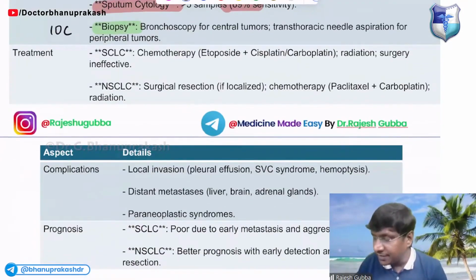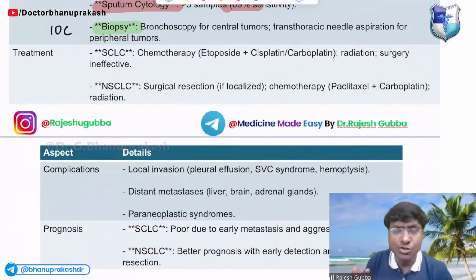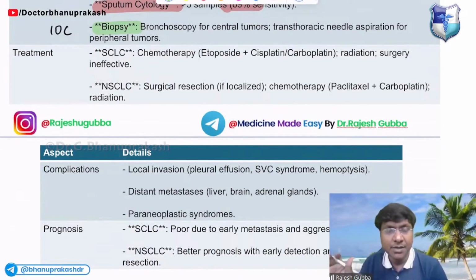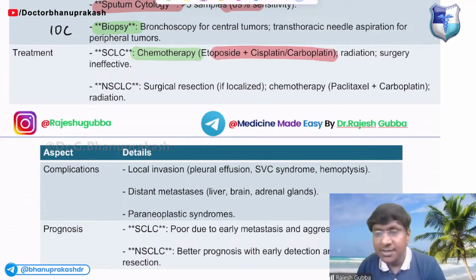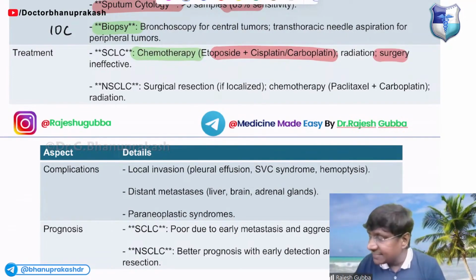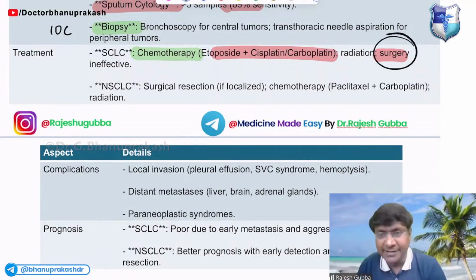And the treatment, if you take, now these individuals with small cell carcinoma, it's a highly aggressive tumor. So there is a rapid spread. So you need to give chemotherapy. And the chemotherapy that you give is etoposide plus cisplatin or carboplatin. And the other treatment options are radiation as well as surgery. Right? But the surgery is ineffective because of the spread.